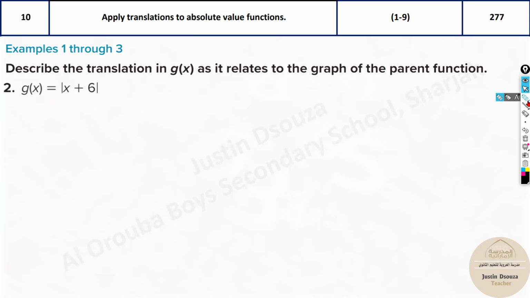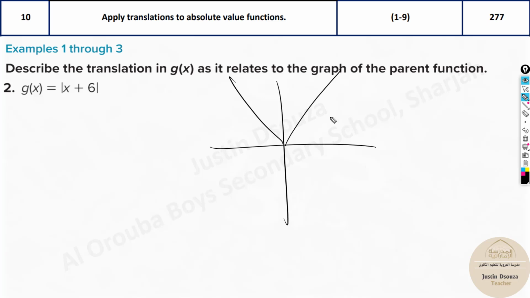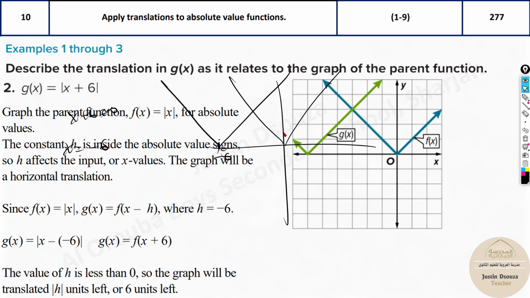Now what about over here? It will be translated 6 units to the left. Now if this is the parent function, it will not go right because x plus 6 equated to 0, x will be equal to minus 6. So if this is the minus 6 point, then it will be shifted there. Very straightforward. Directly you have to describe, right? You can describe by saying it's translated to the left by 6 units, or the graph is, see, like this, on the left side.